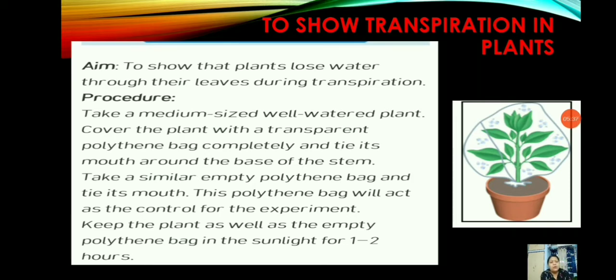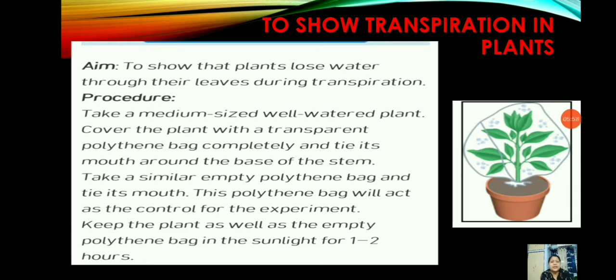So now how does the plant perform transpiration? How does transpiration occur in plants? To understand that, we need to do one activity. So let's discuss. Aim: to show that plants lose water through their leaves during transpiration.